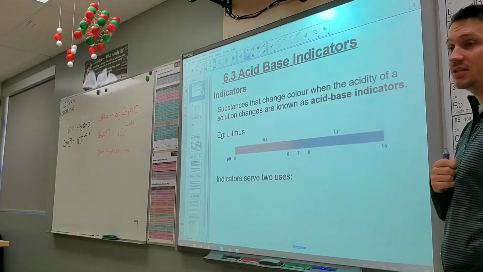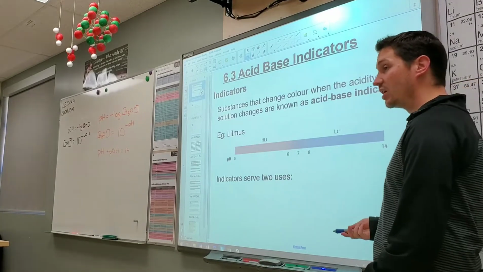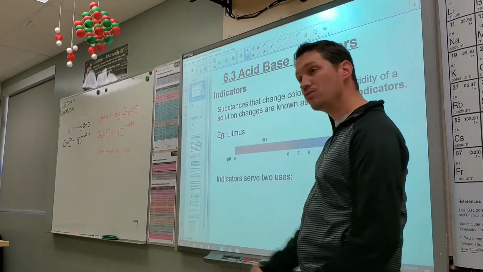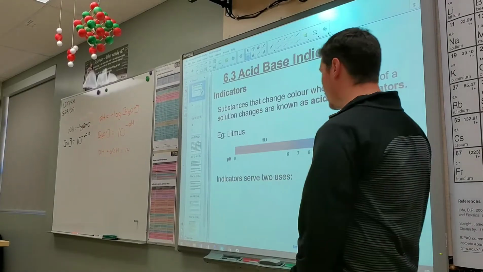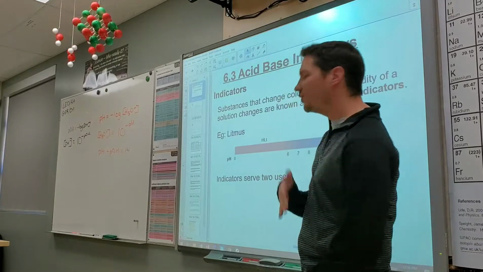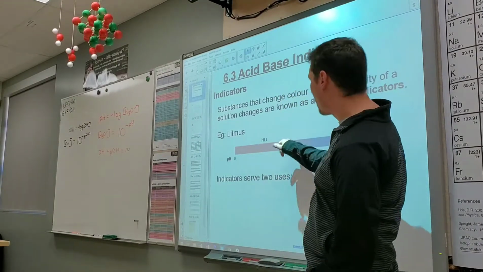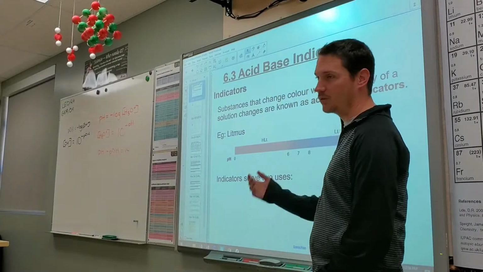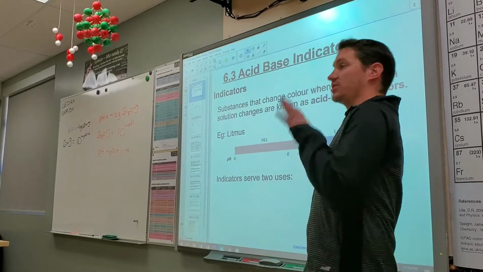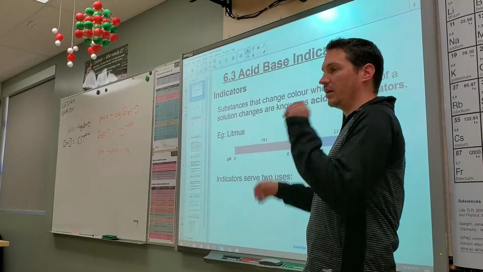Now litmus changes color based on pH. What is litmus when it's acidic? Red. What is litmus in basic conditions? Blue. And I don't know if you can tell, but it's kind of this weird purpley color in the middle. It's supposed to be. But often, neutral substances just don't change the color of litmus.